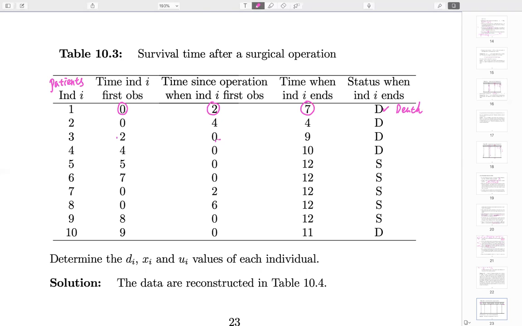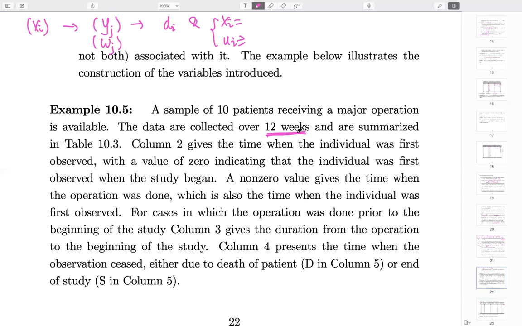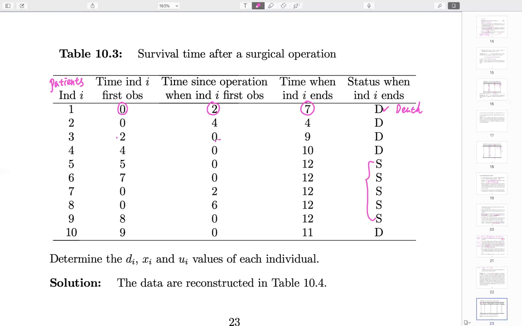But also, some patients survived. Those 5 patients survived by the end of the study. We only studied for 12 weeks, right? So at the end of week 12, some patients actually survived. So let's draw a quick timeline. 0 marks the beginning of the study. 12 marks the end of the study.